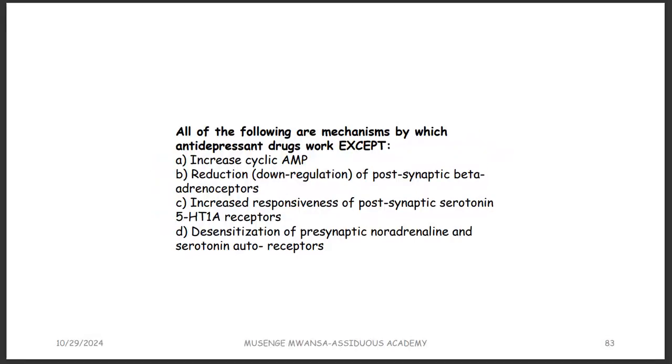All the following are mechanisms by which antidepressant drugs work, except: increasing cyclic adenosine monophosphate, reduction of postsynaptic beta-adrenergic receptors, increased responsiveness of postsynaptic serotonin, desensitization of presynaptic noradrenaline. Which one can we pick for this one? Anyone?